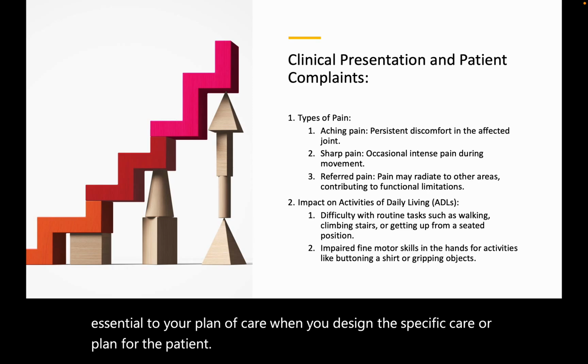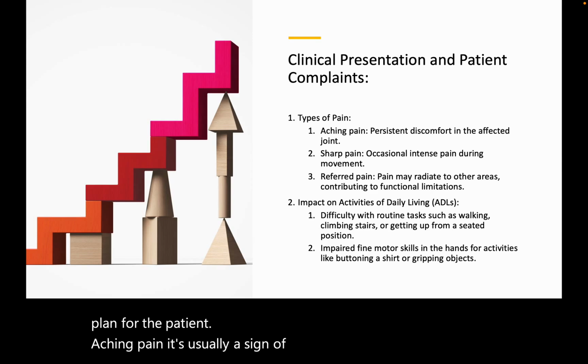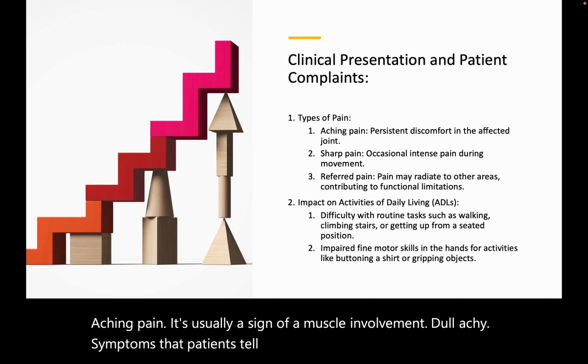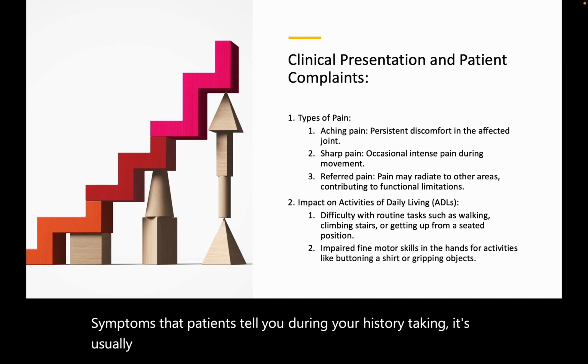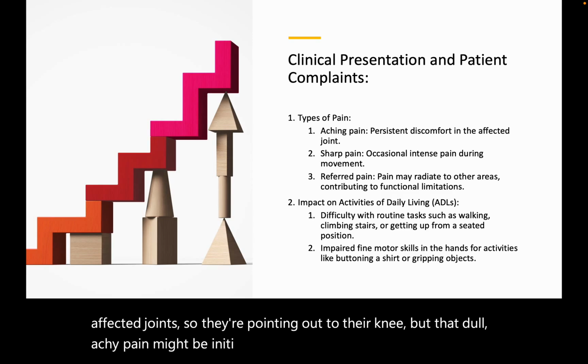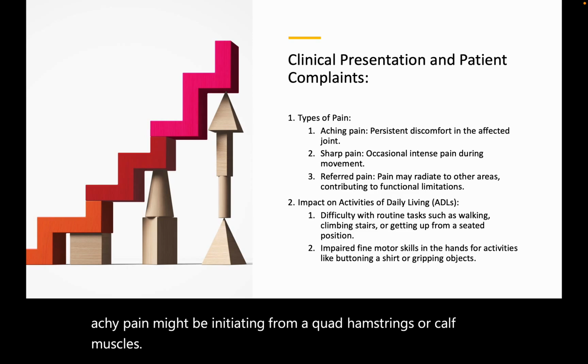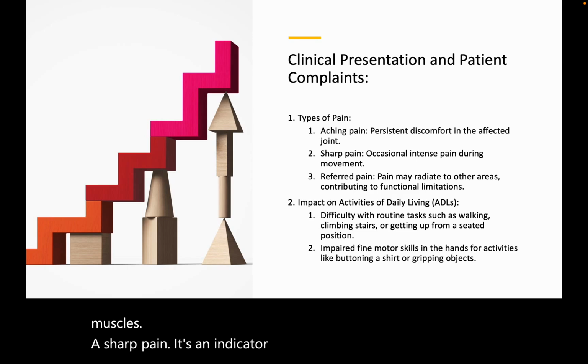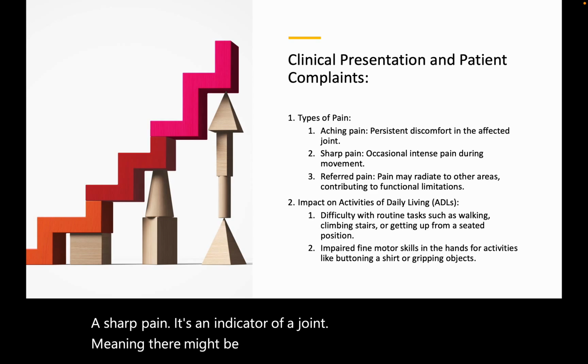Aching pain is usually a sign of muscle involvement. Dull, achy symptoms that patients tell you during your history taking are usually indications of a muscle. It's persistent discomfort in the affected joint. So they're pointing to their knee, but that dull, achy pain might be originating from the quad, hamstrings, or calf muscles. A sharp pain is an indicator of a joint, meaning there might be bone on bone with these patients.